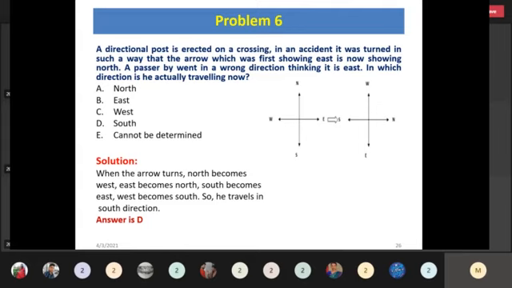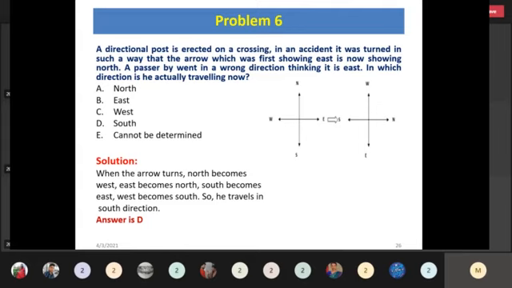A directional post is erected on a crossing. In an accident, it was turned in such a way that the arrow which was first showing east is now showing north. A passerby went in a wrong direction thinking it is east. In which direction is he actually traveling now?